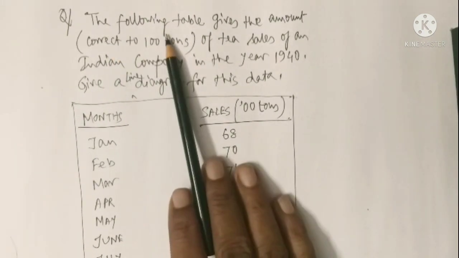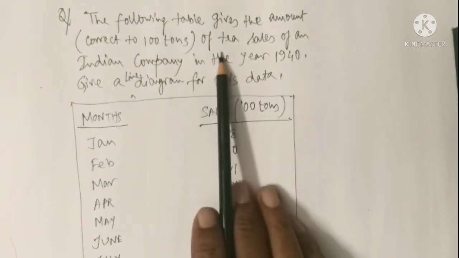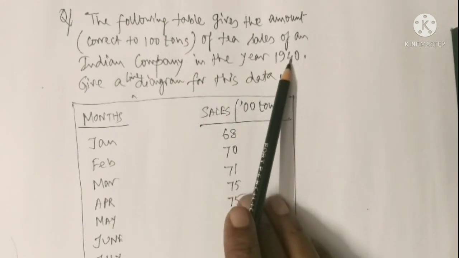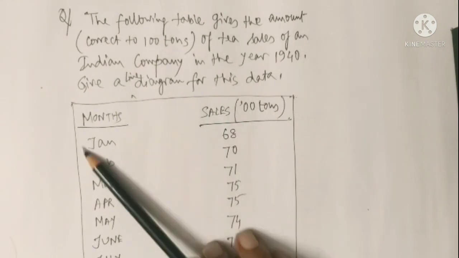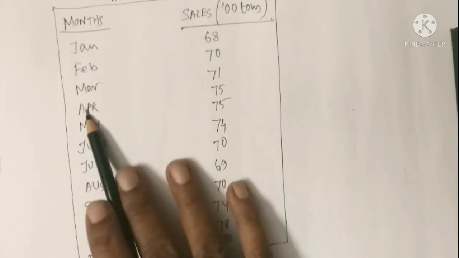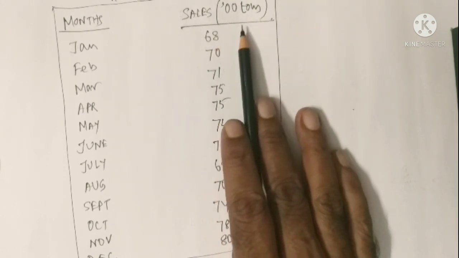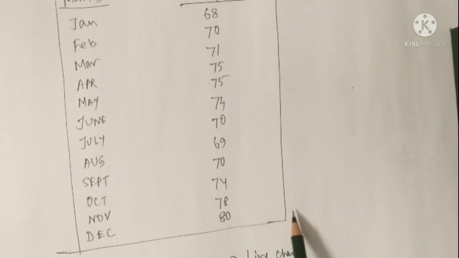This is our example. The following table gives the amount, correct to 100 tons, of tea sales of an Indian company in the year 1940. This is past data. Give a line diagram for this data. That is, months are here: January, February, March, April and so on up to December, and sales are measured in 100 tons: 68, 70, 71 and so on up to December 80. Here we present the data as follows.